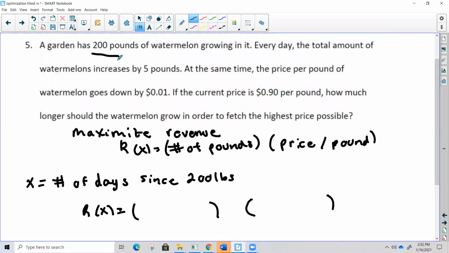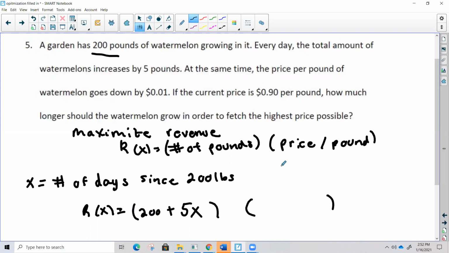So for the number of pounds, we're starting with 200 pounds, and every day the total amount of watermelons increases by 5 pounds. So we would start with 200, and again, X is our number of days since 200 pounds. So we would multiply 5 by however many days after the starting point, and then add it to 200, and that would give us the total number of pounds.